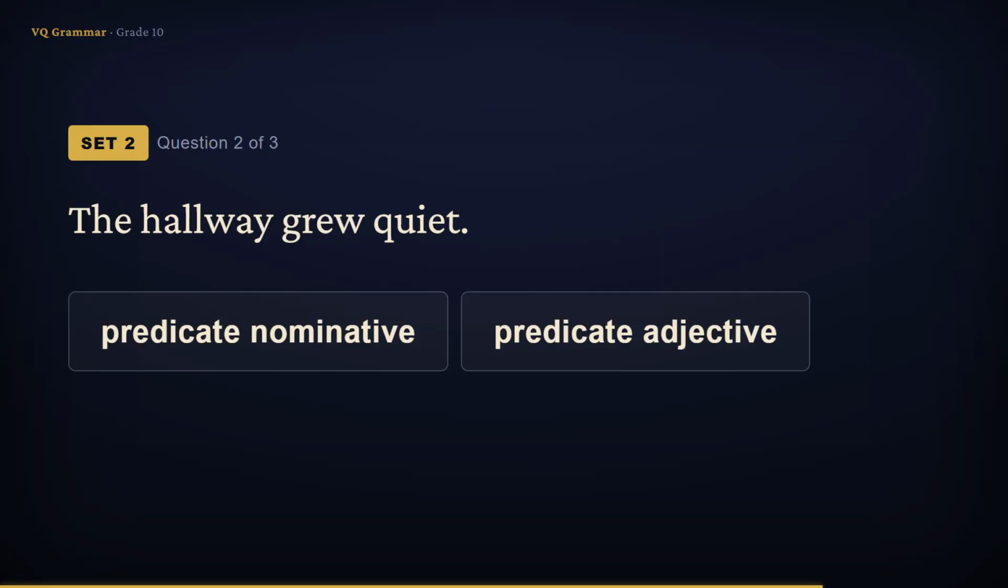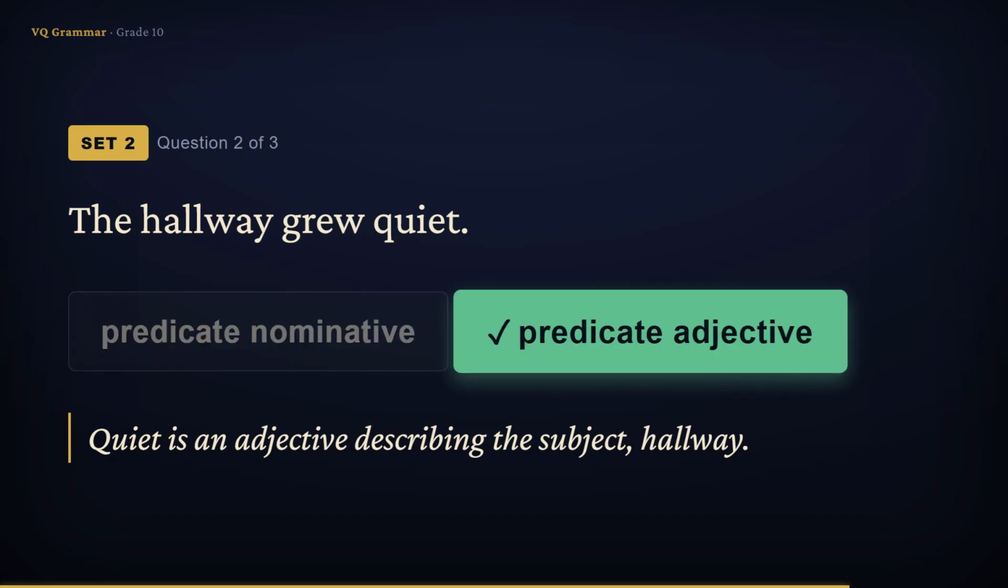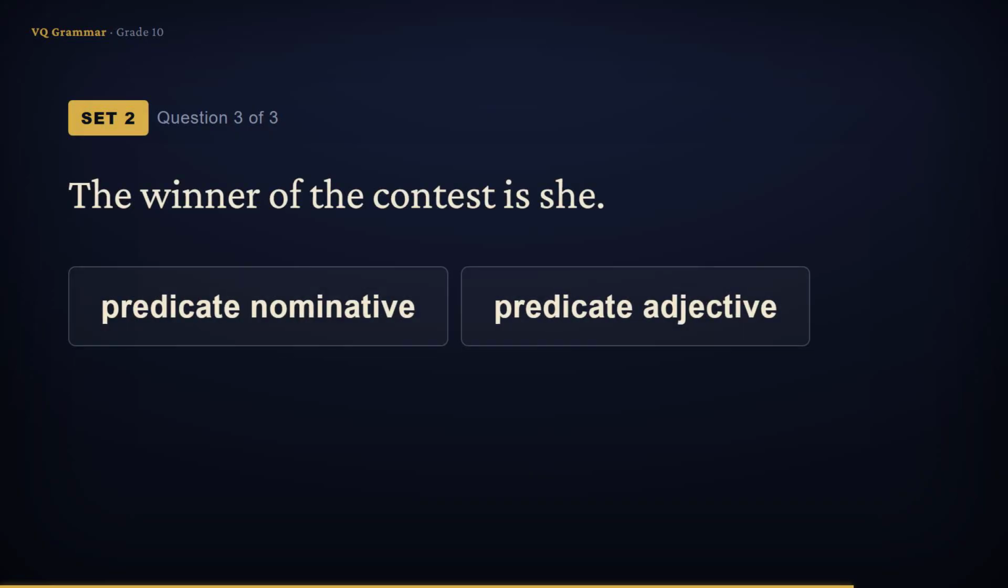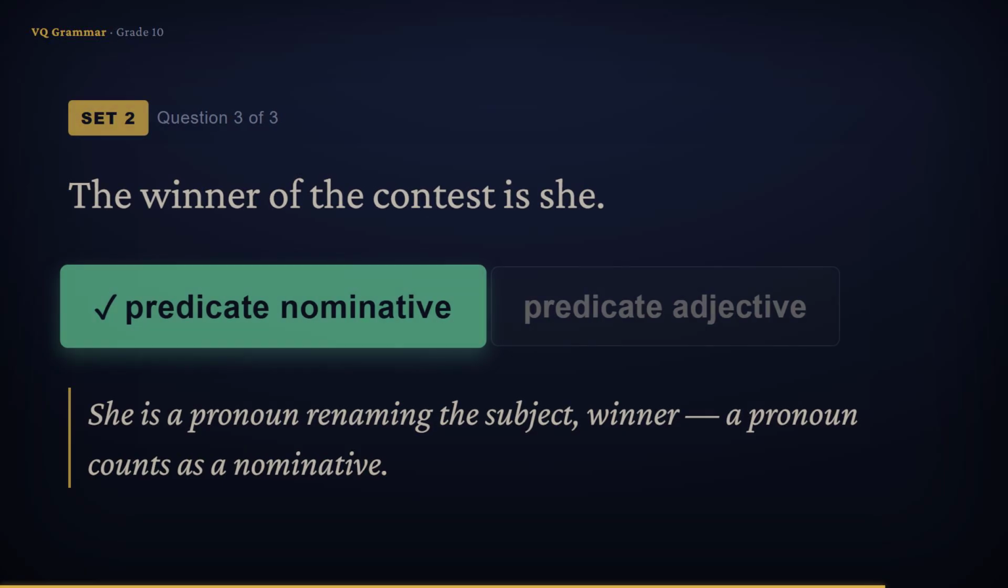The hallway grew quiet. Grew is linking here. Nothing is growing in size. And quiet? Quiet is an adjective. It doesn't rename the hallway. It describes it. An adjective after a linking verb makes it a predicate adjective. The winner of the contest is she. The verb is a linking verb. And she is a pronoun, not an adjective, and it renames the winner. Remember, a predicate nominative can be a noun or a pronoun. So the answer here is predicate nominative.